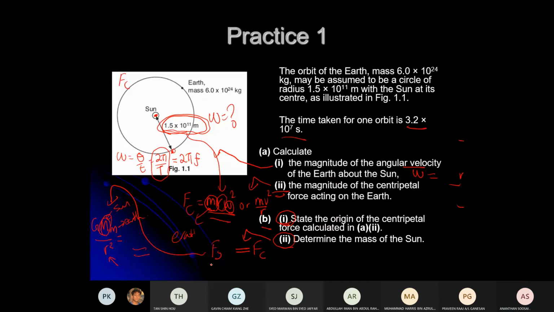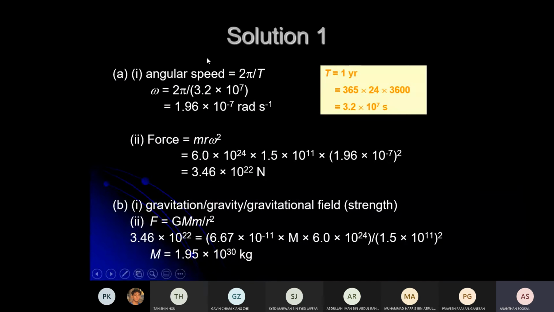So the point here is the gravitational force between the Earth and the sun equals the centripetal force of the Earth. The equation is 1 mark. Substitution will give you the final answer, which is 1 mark. This is how you visualize it. First part, circular motion. Angular speed is 2 pi over T, m r omega squared. The gravitational force between the Earth and the sun contributes to the centripetal force, and F equals GMm over r squared.